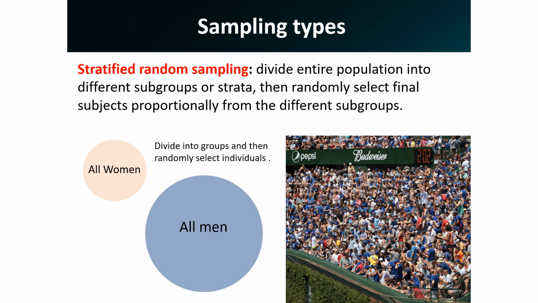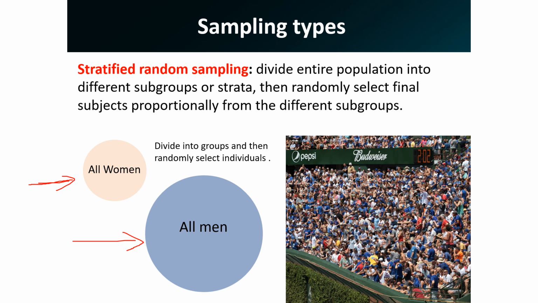Here's another one, stratified random sampling. So if we want to go, let's say we're going to go to the monster truck rally, okay, and we're going to sample the crowd. Well, there are going to be probably more men than women at a monster truck rally. I'm just going to go ahead and make a total generalization here.